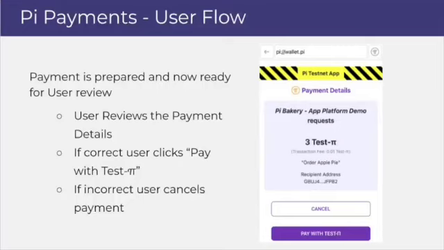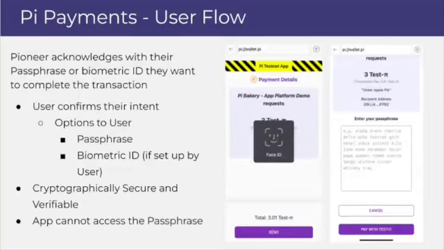And I've got that my address is here as well. And I can see I'm ordering an apple pie. So I say, great, I hit pay with test pie. And now it brings me to the confirmation screen. And this is where blockchain comes into play.